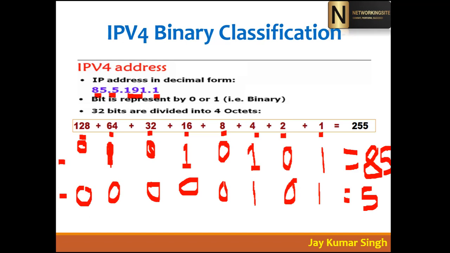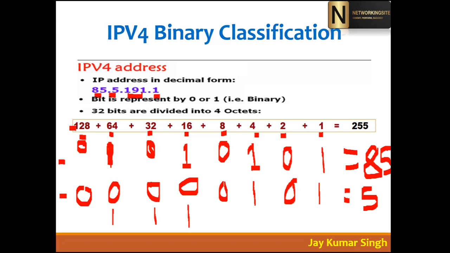Now I have to find 191. So how can I find 191? Now again, this 128 will not come in the chapter. Why? Because it is greater than 191. Okay, so let's take 64. Of course, yes, I can take 64. Then plus 32, of course I can take 32. No problem. Plus 16, yes, I can take 16.